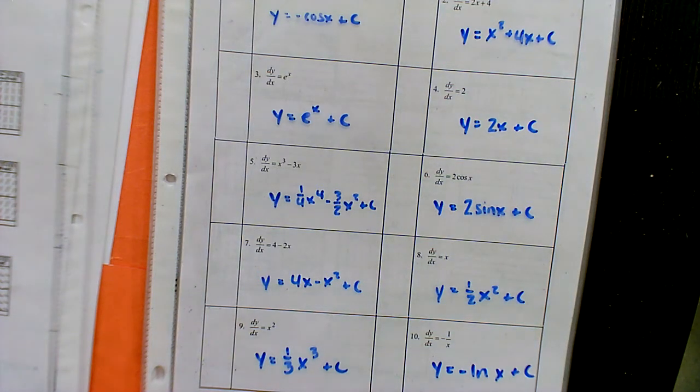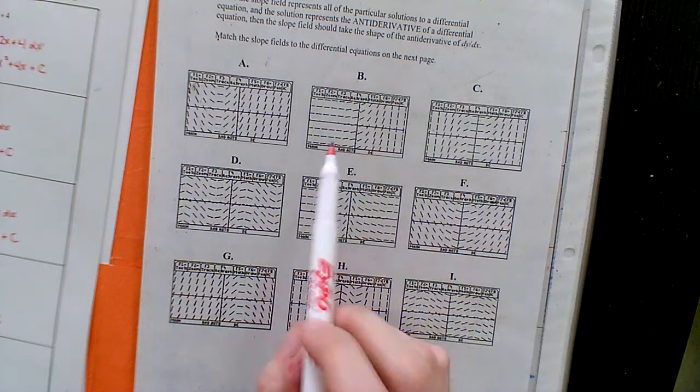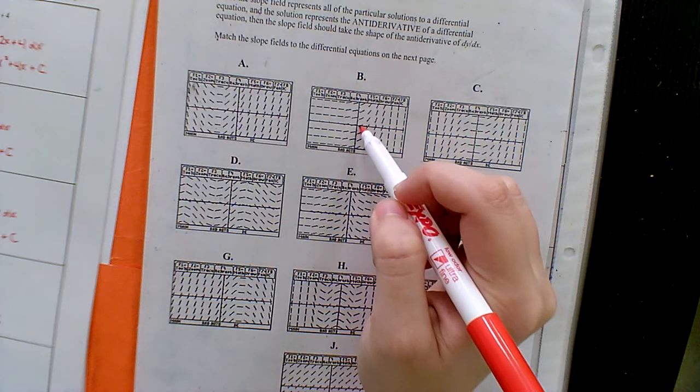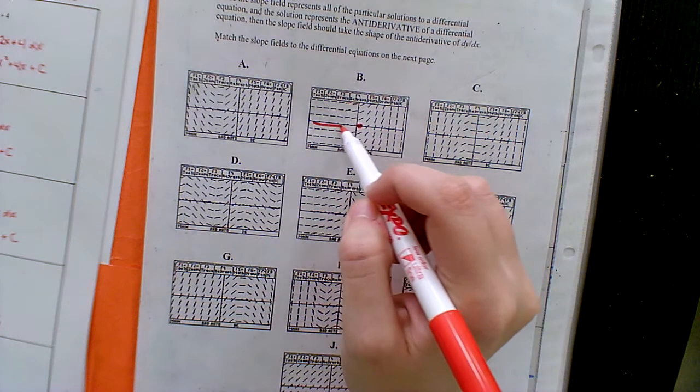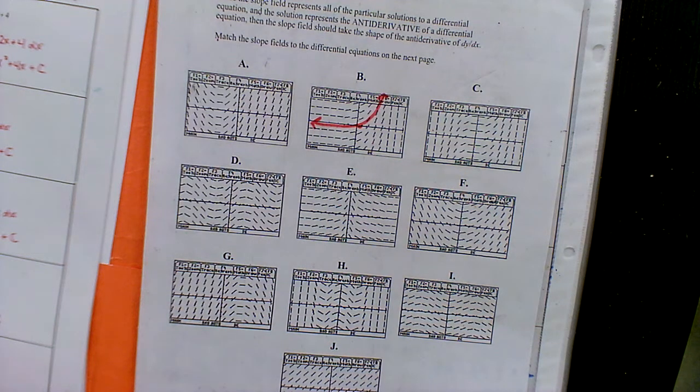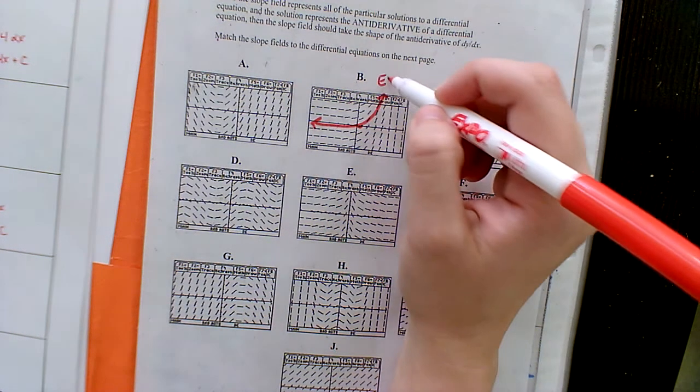What do you think, Joseph? Go ahead. B is exponential. Okay, so you're looking at these graphs here. Looking at the shape of the graph, yesterday we practiced plotting a point and then drawing the solution curve. So for example, if you were to pick any point on B and follow the curve, follow the slopes, it would most likely resemble an exponential function.